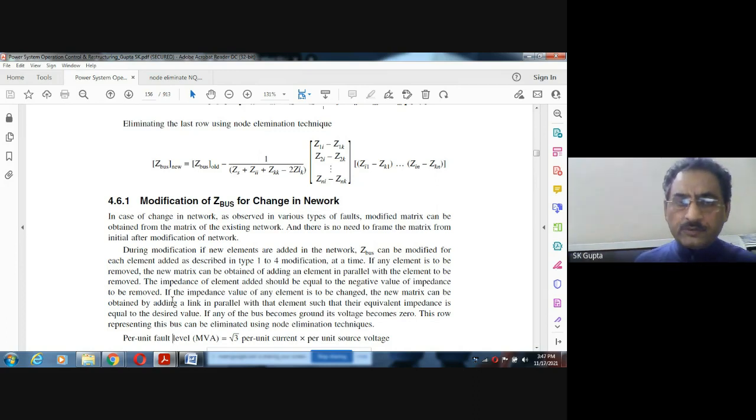So what will be the net impedance? Two impedances in parallel, one is ZIK, another is minus ZIK. The equivalent impedance will be ZIK into minus ZIK divided by their sum, which is infinite. Infinite impedance means open circuit, and it is the same as removing the impedance. So what does this mean? If we have to remove a transmission line, then minus of that value of impedance is added. And which modification do we apply? Since it is between old and old buses, we apply the fourth modification. In this way we can remove the transmission line between the two buses.